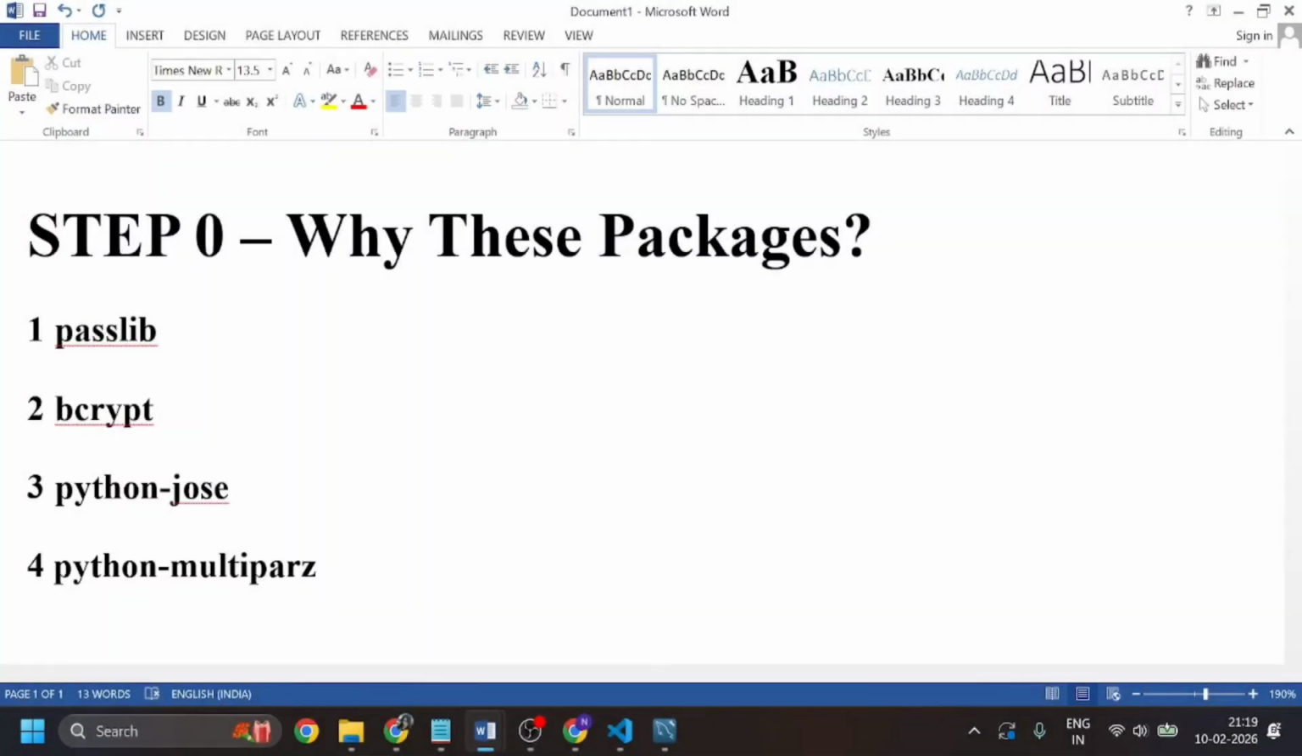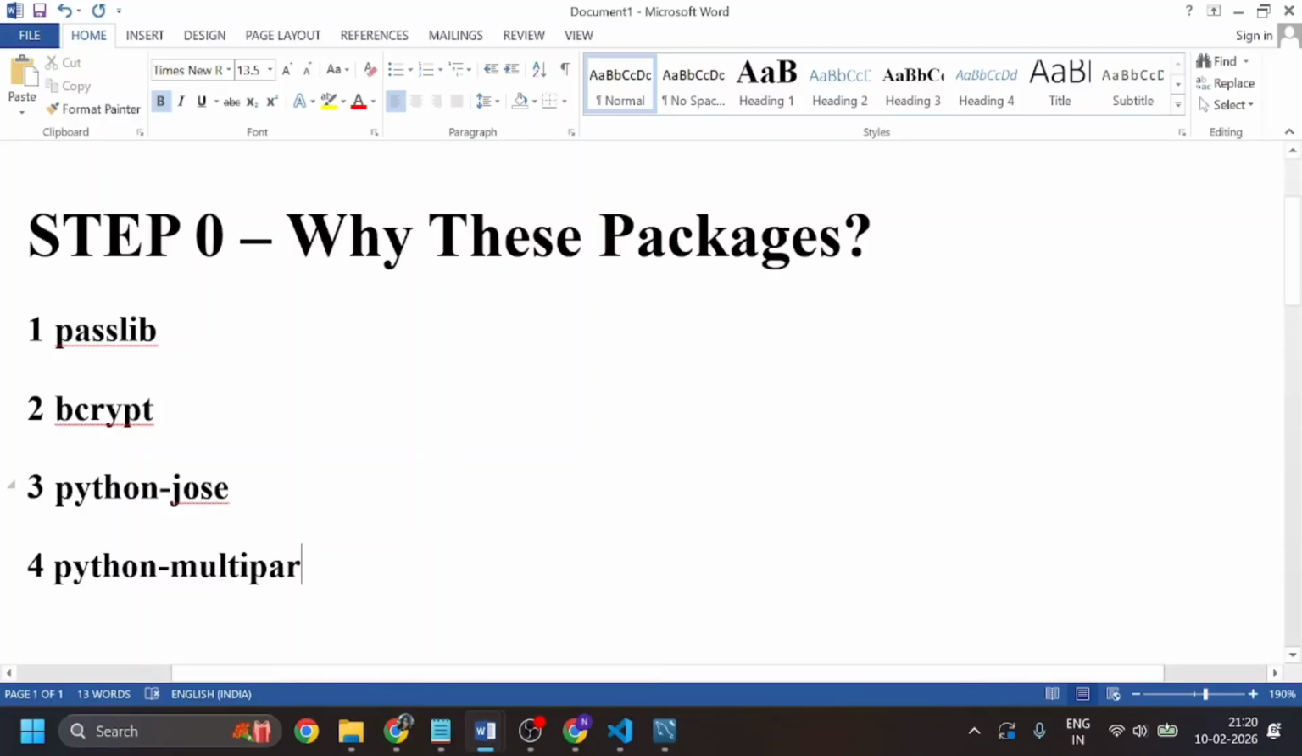So before writing any authentication code, we need a few external libraries. These are the packages we need. First is passlib. Passlib is used to hash passwords. We never store plain passwords in a database. Second is bcrypt. bcrypt is the hashing algorithm used by passlib. It's slow by design, which makes brute force attacks harder.